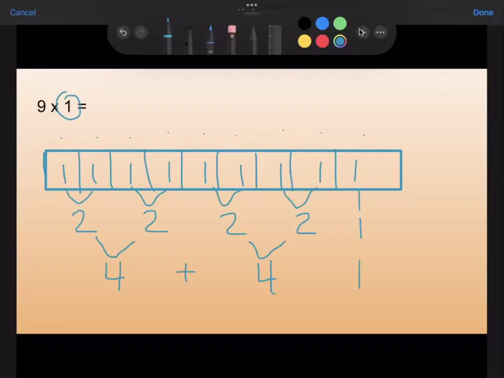Then I know that 4 plus 4 is 8. And then add this 1 over here. And we end up with 9. So 9 times 1 is equal to 9. This one always also follows the rules of 1, where any number times 1 is just that number. So there's a few different ways to figure that one out.